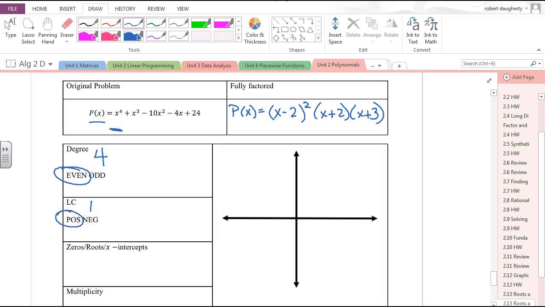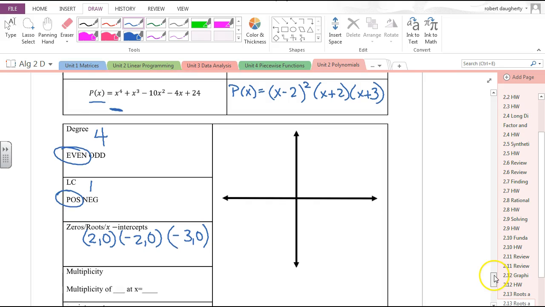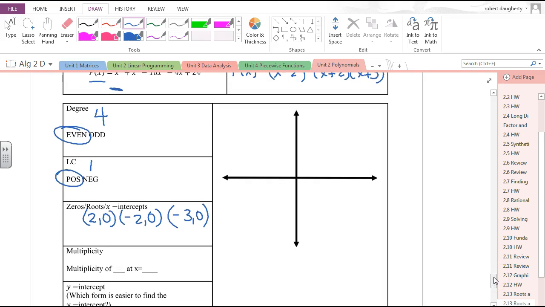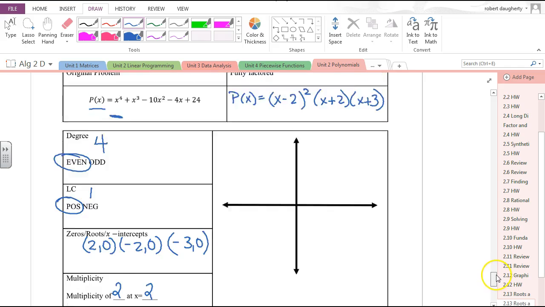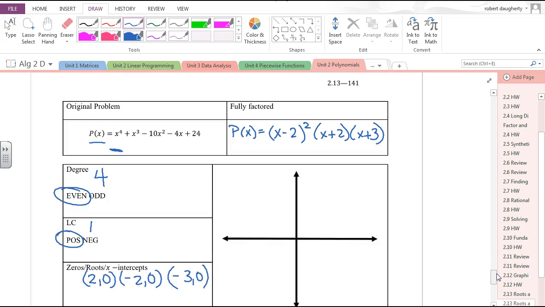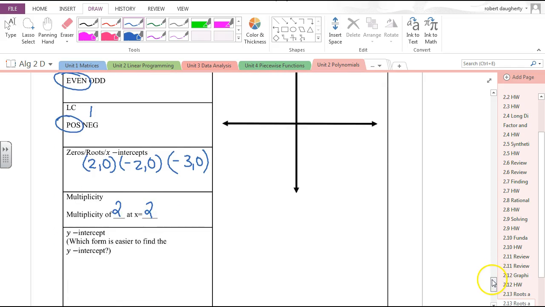Where do I go to find the zeros? Well, that was the whole point of factoring. You look to the right. The zeros are at 2, 0, negative 2, 0, and negative 3, 0. You can only get that information from factored form. Multiplicity, again, look to the right. I do have a multiplicity of 2 at x equals 2. You saw x minus 2 squared, so that tells me there's a multiplicity of 2 at x equals 2.